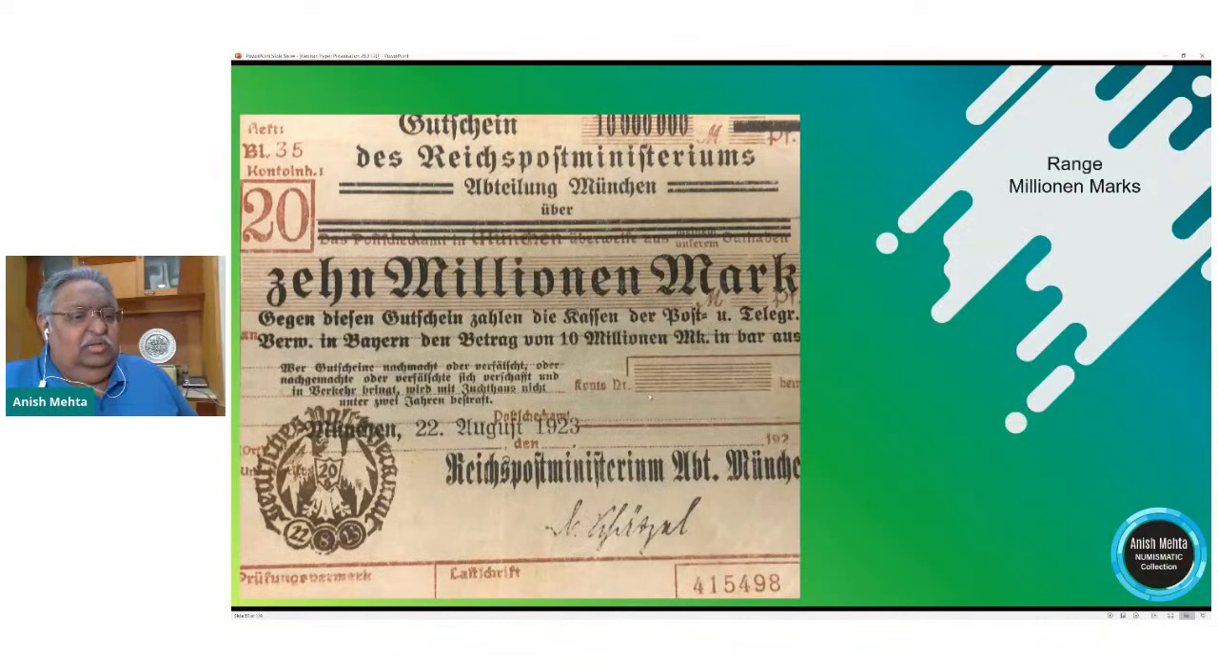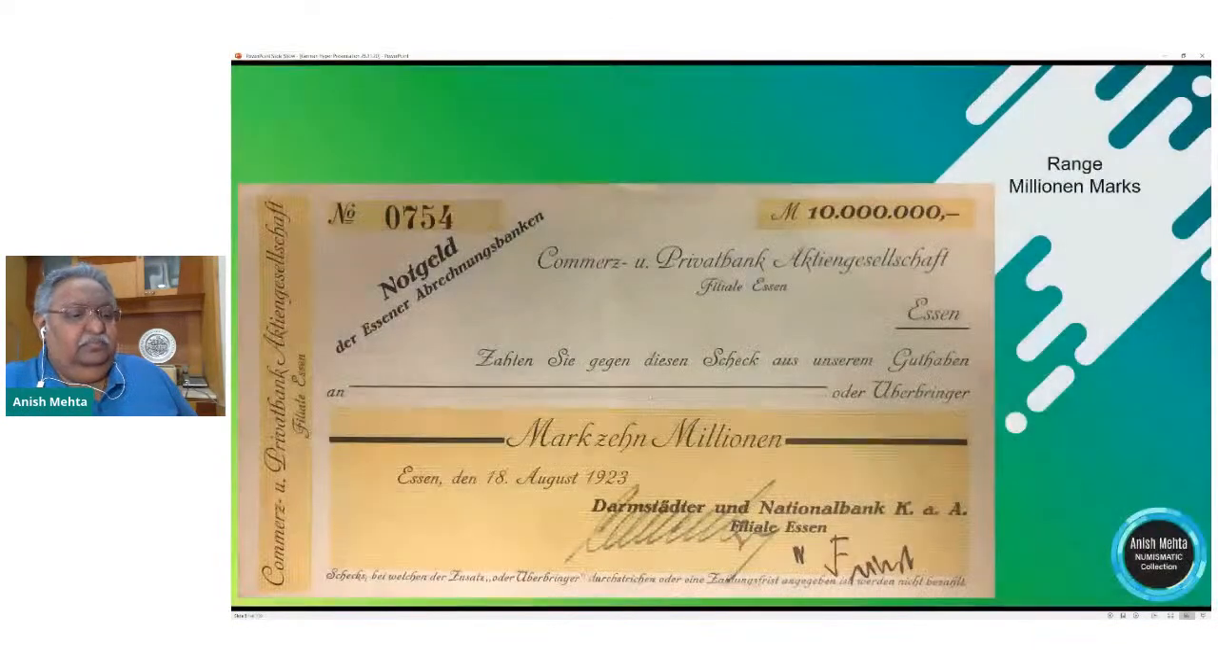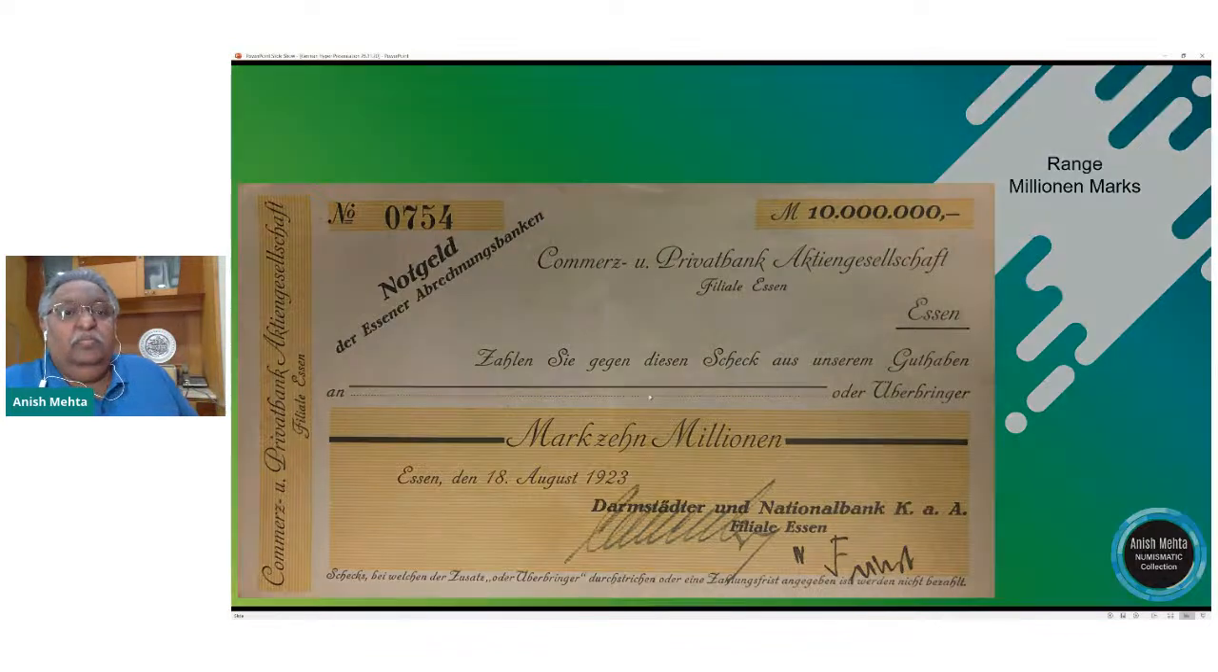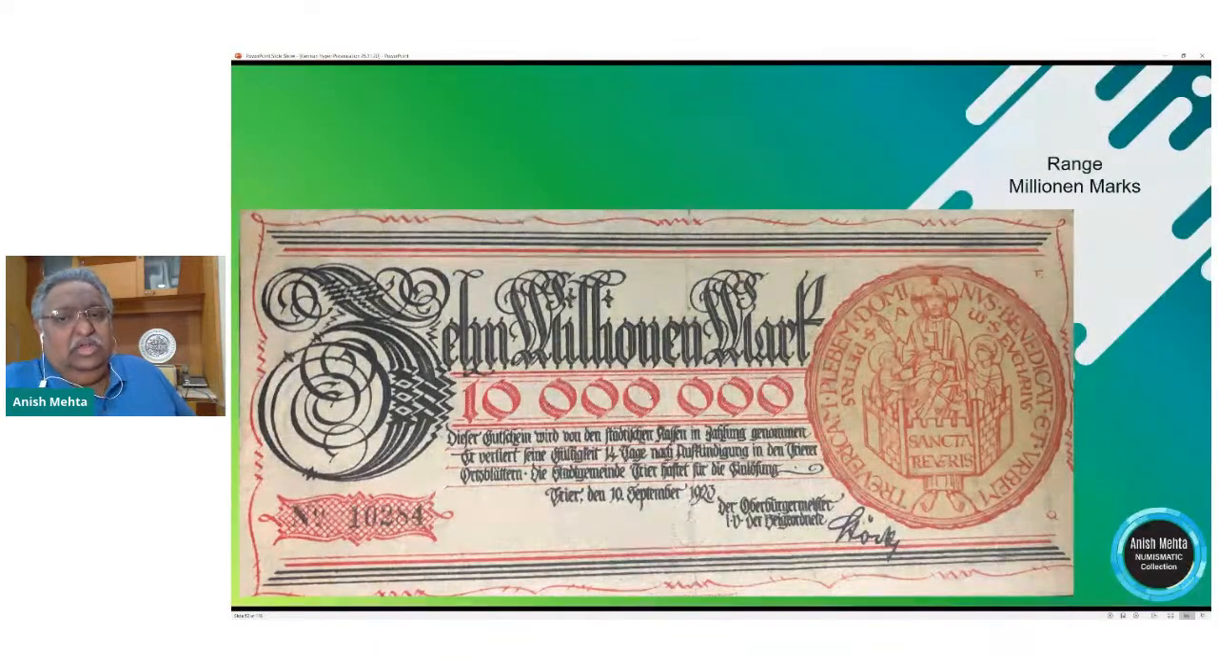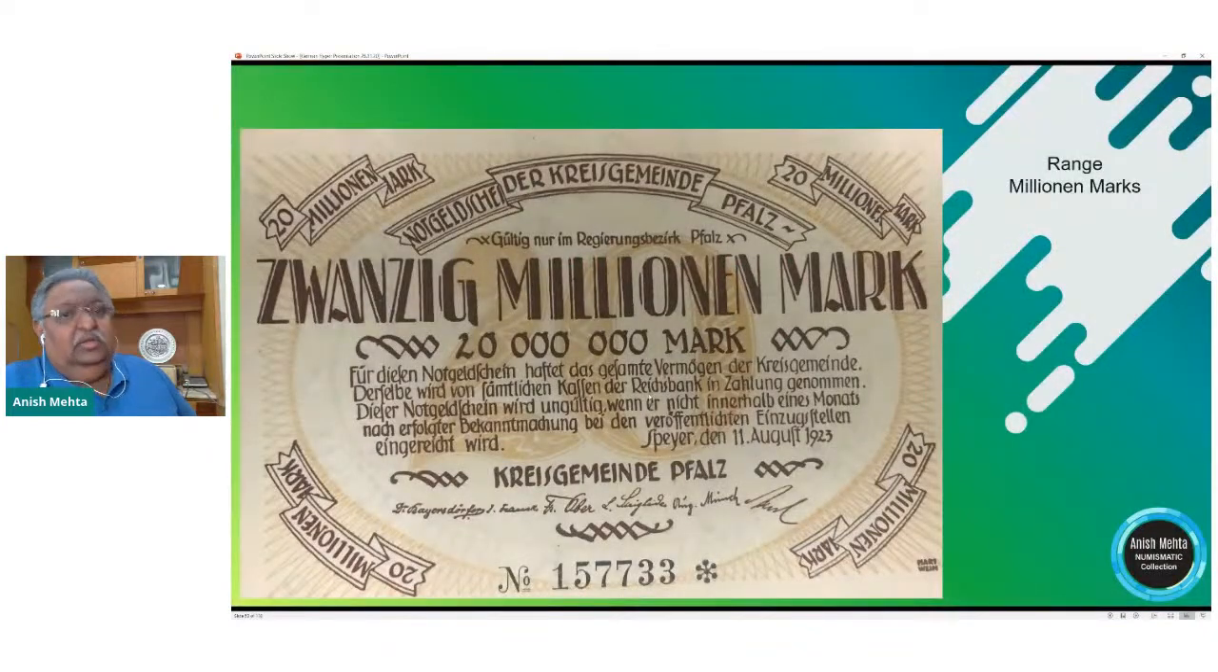This is 10 million again. This is another Notgeld note, where you see it is all printed, but it is hand signed. This is 10 million. This is 20 million marks.